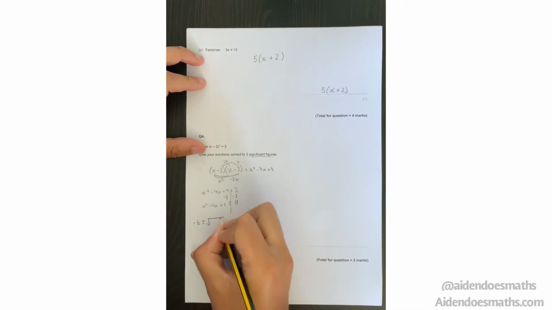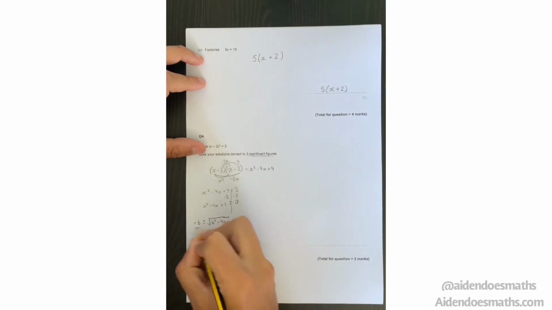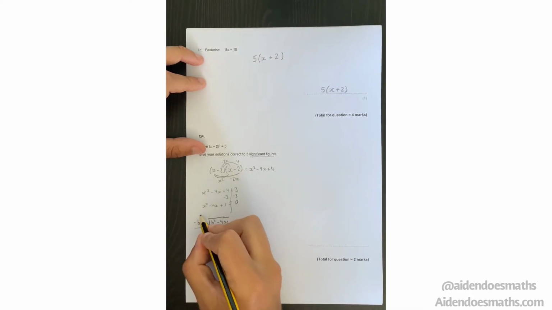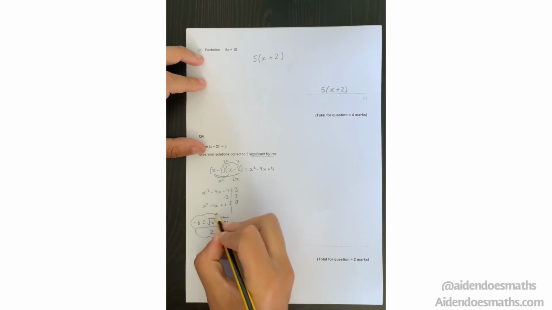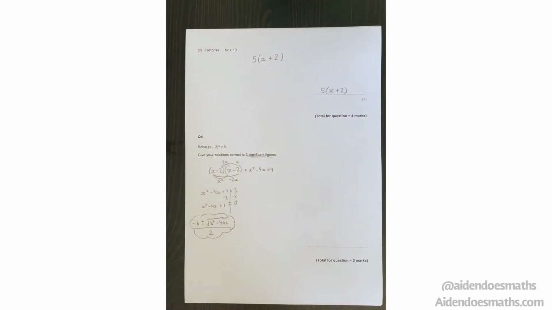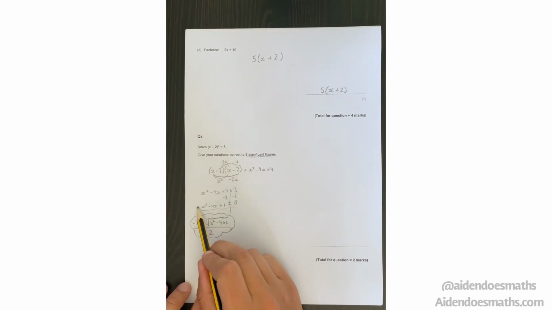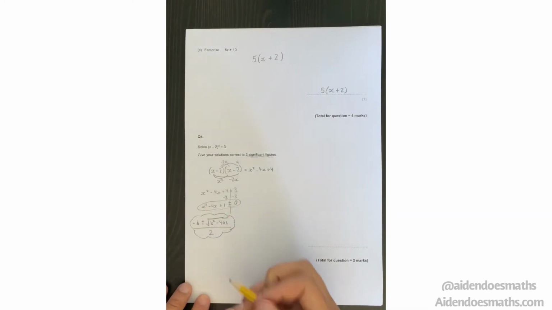Minus b plus or minus the square root of b squared minus 4ac all over 2 is that formula. Okay, feel free to write it on your paper in the exam and everything, it's fine. Okay, if you just want to jot it down so you don't forget it. Okay, that is that formula, we need to substitute in. So we're going to use this equation here to do that.